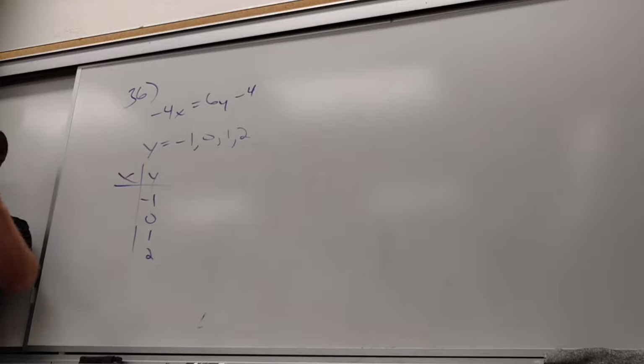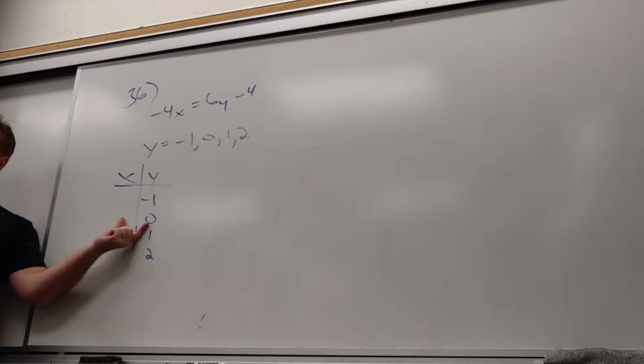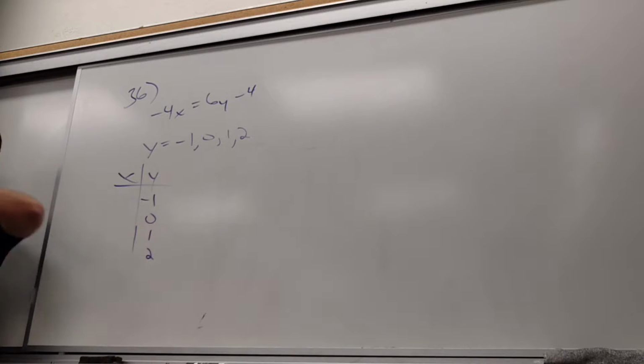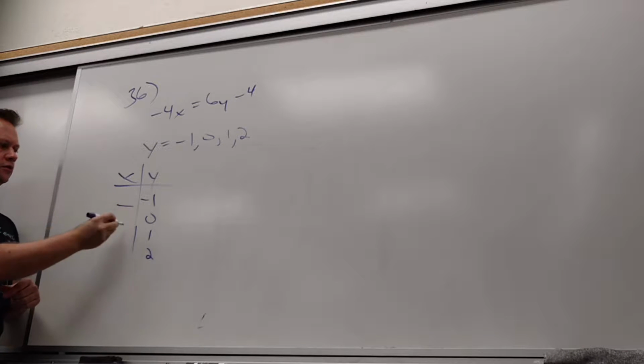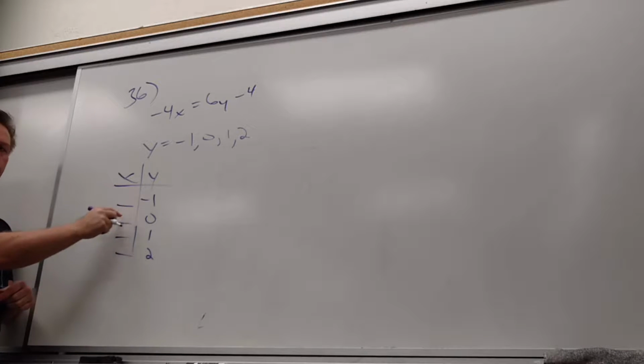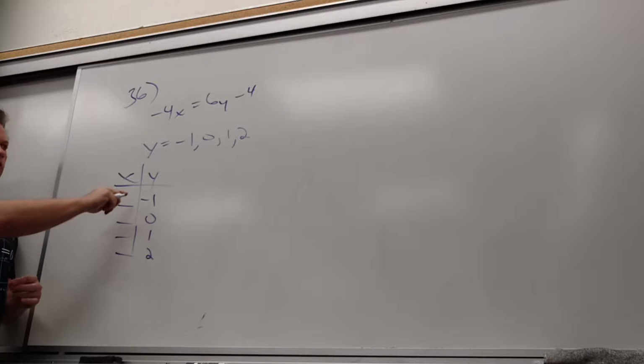I make Y 0 when I want to find the X-intercept. Do you have to know that for this problem? No, but I'll still teach you. So how do you figure out these numbers? I've got to figure out these 4 numbers here, the pairs that go together.